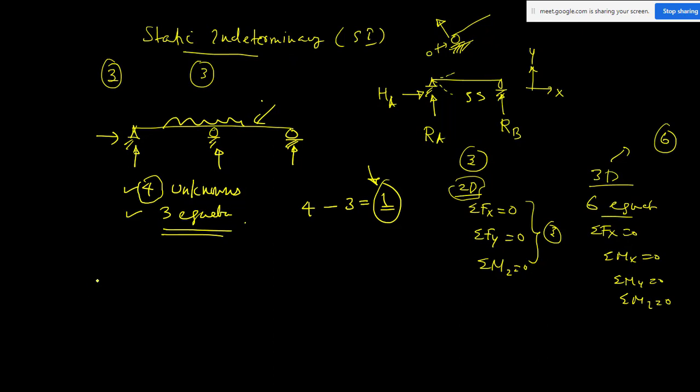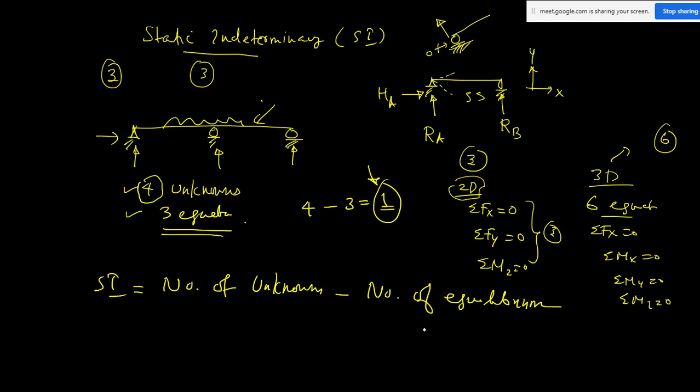So in a simple way, you can define static indeterminacy as equal to the number of unknowns minus the number of equilibrium equations. If you write it in a simple formula, you will get static indeterminacy is the number of unknowns minus the number of equilibrium equations.